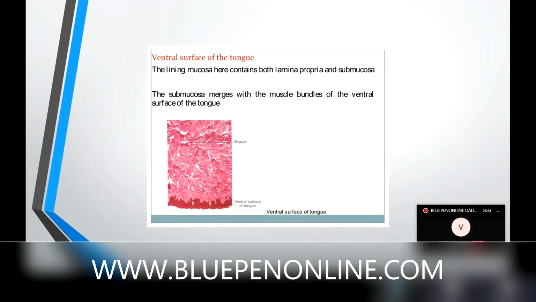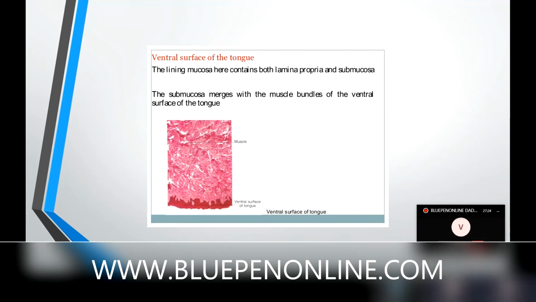Tongue upper surface is made up of specialized mucosa because it has taste buds. The ventral or the below part of the tongue is made up of lining mucosa, and the floor of the mouth is also made up of lining mucosa. Then vestibule, labial vestibule, buccal vestibule, cheek, all this is made up of lining mucosa. Hard palate and gingiva are masticatory mucosa.